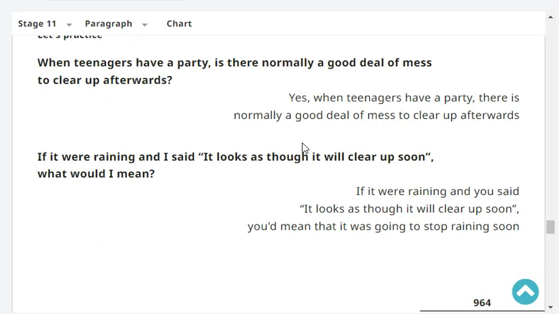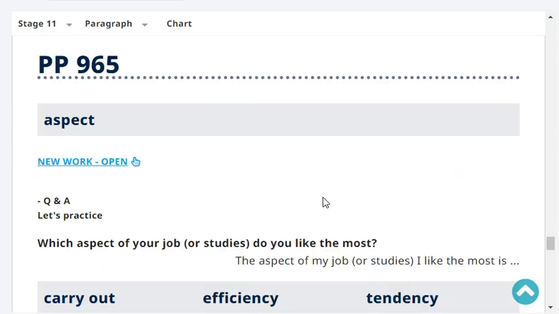Very good. If it were raining and I said it looked as though it will clear up soon, what would I mean? If it were raining and you said it looked as though it will clear up soon, you'd mean that it was going to stop raining soon. Very good.